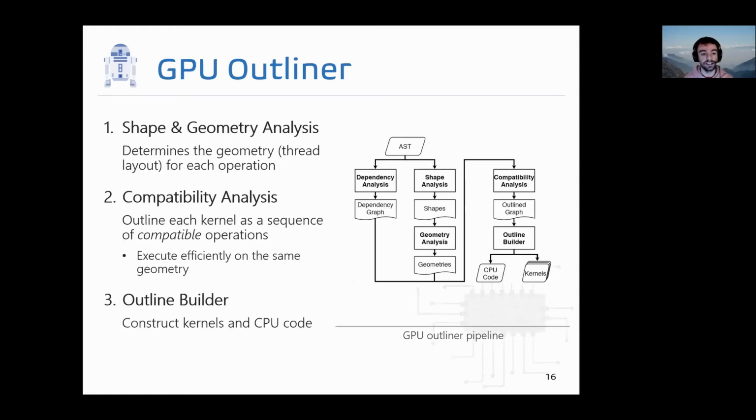And this has 3 main steps. So number 1, we have the shape and geometry analysis. The idea being that for some arbitrary program, we want to figure out how many threads are necessary and what their layout is going to be for every single operation. Given this, we can feed it into a compatibility analysis, which can determine what the kernels are going to be as a sequence of compatible operations, where a compatible operation is defined as those that can efficiently execute on the same geometry. And lastly, we have the outline builder. This is what's actually going to divide up the kernels and construct the CPU control code.